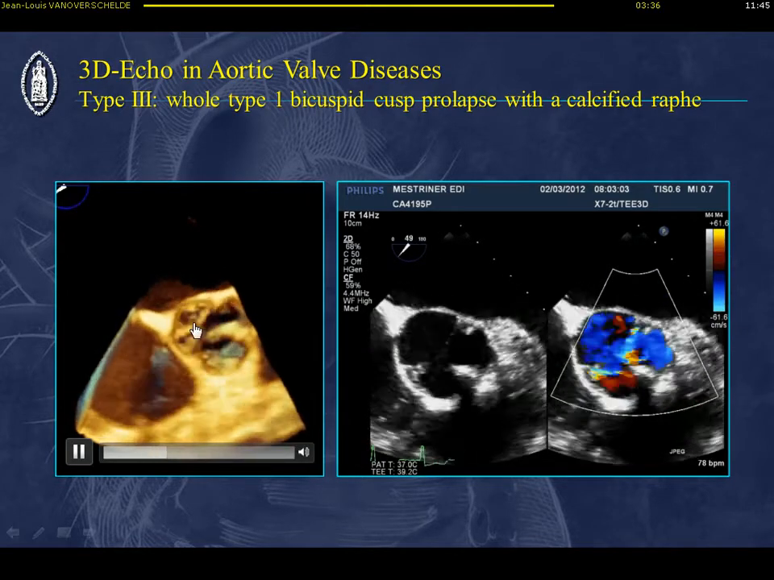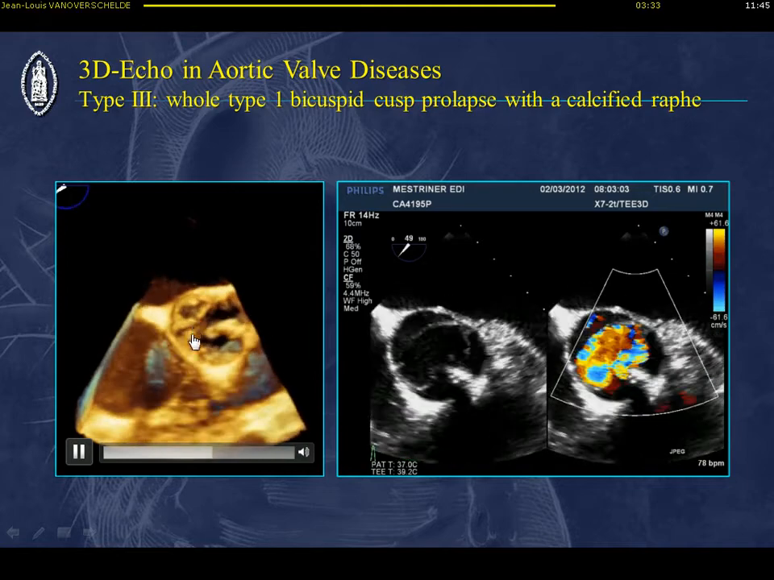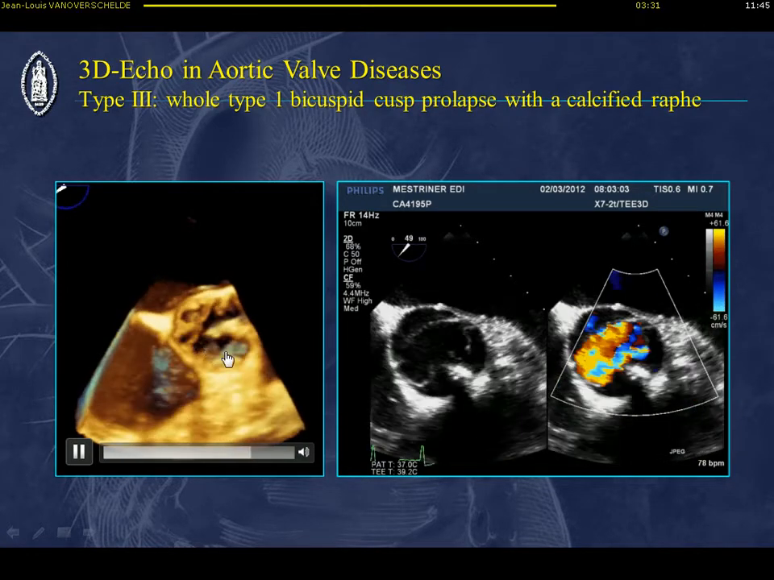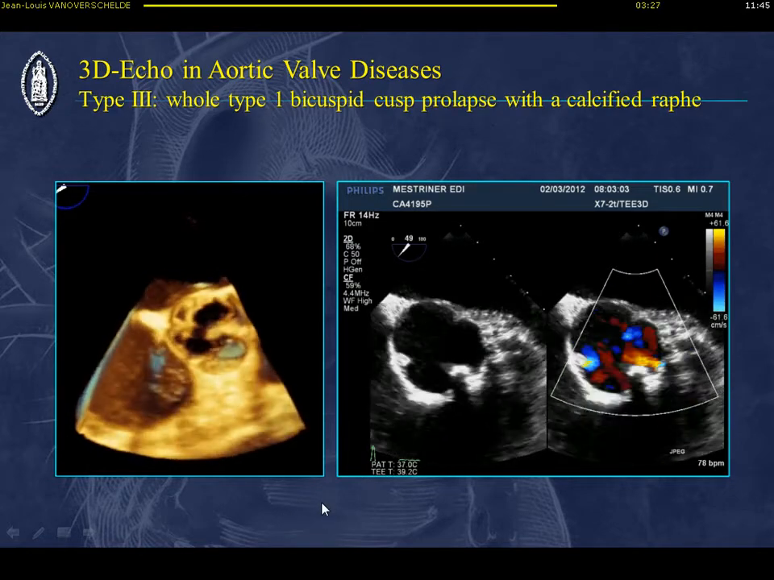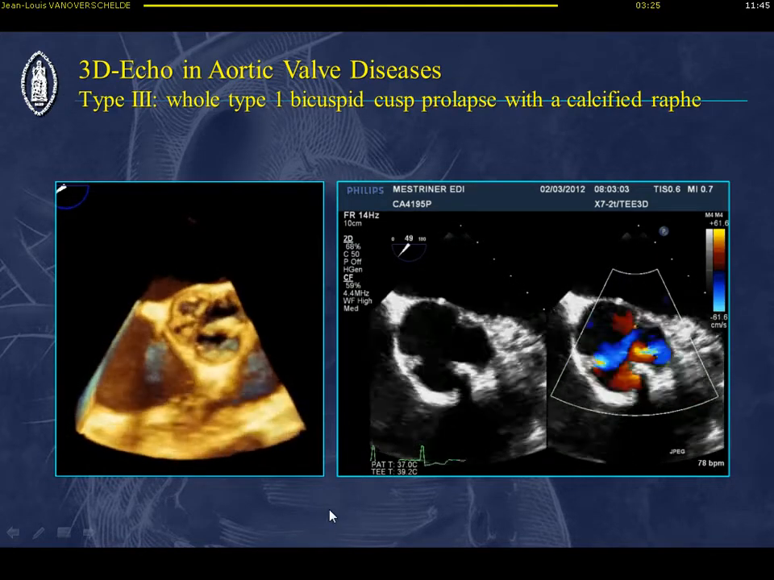And if you have to do so, you will probably have to take away all that chunk of calcium there and replace that by pericardial patches, and this will probably be a non-long-lasting result.